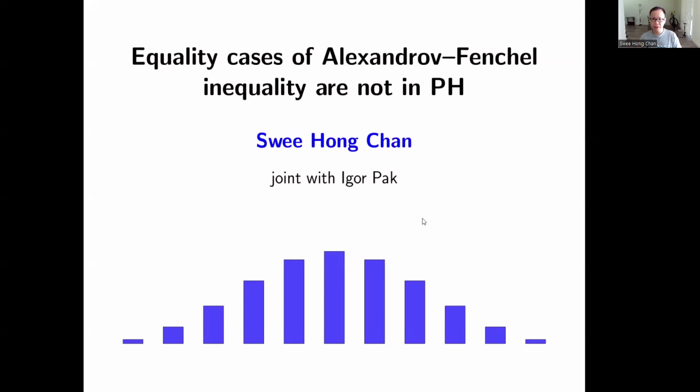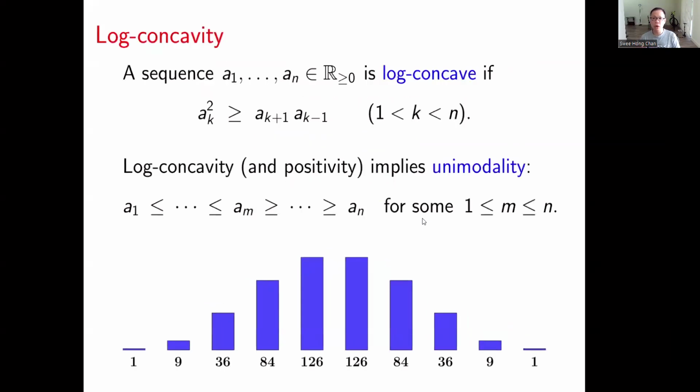My name is Chen, and today I'm going to present a joint research with my co-author Igor Pak on the topic of log concave inequality. And here is what I mean by log concave inequality. Let's say that we are given a sequence A1, A2, up to AN. Let's say that these are all positive real numbers.